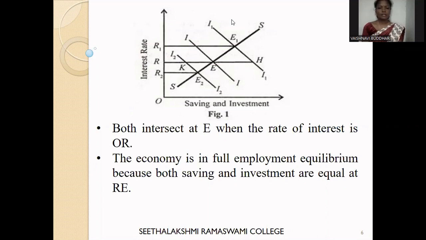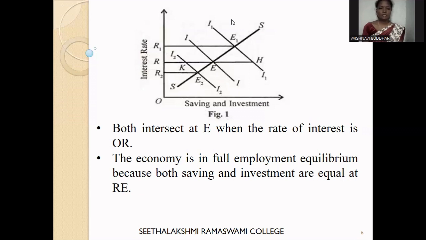Here saving and investment are both equally reacting to the interest rate. So this is the equilibrium point. The economy is in full employment equilibrium because both saving and investment are equal at RE.